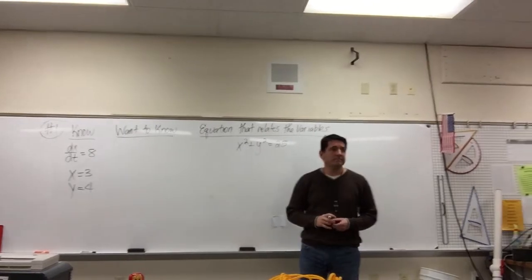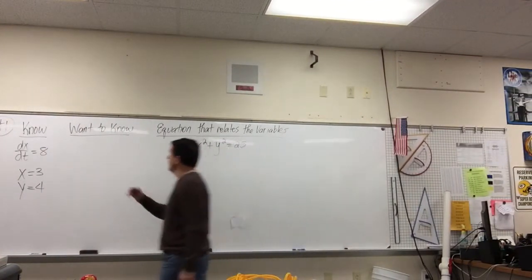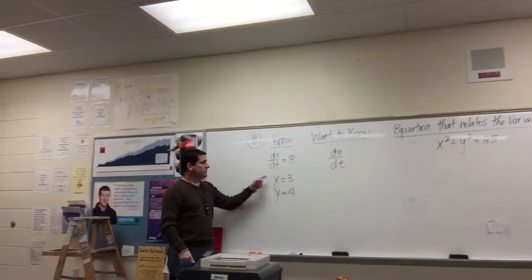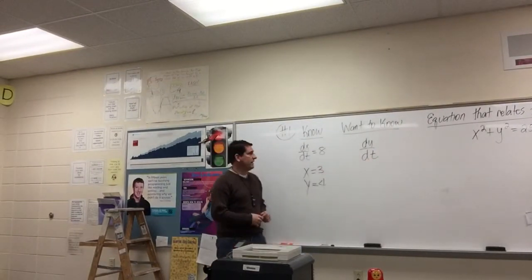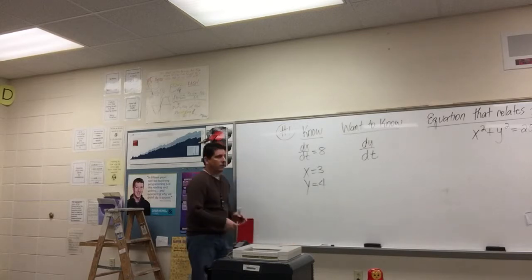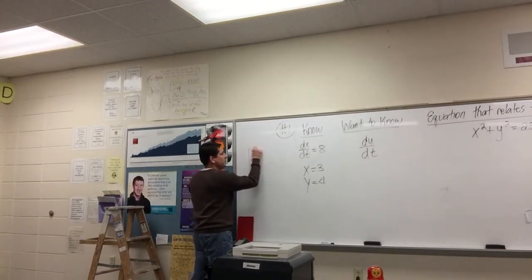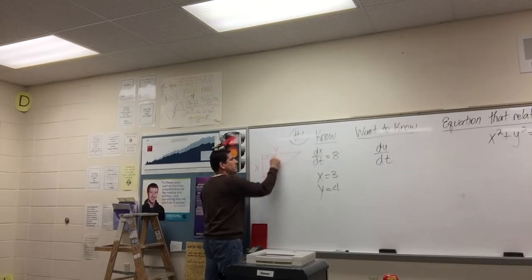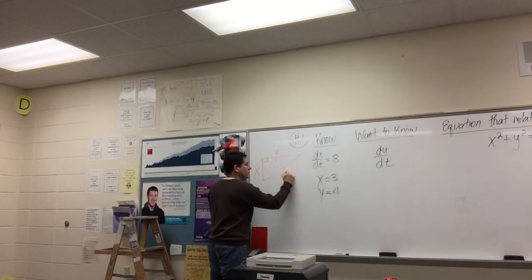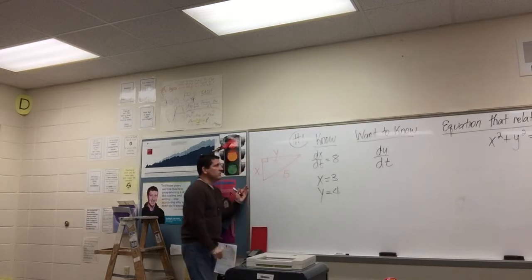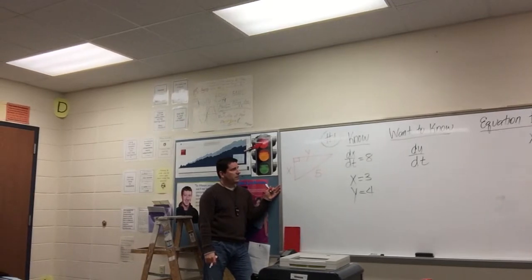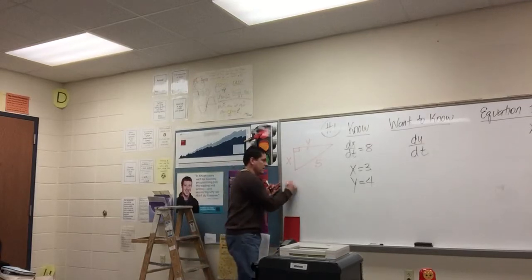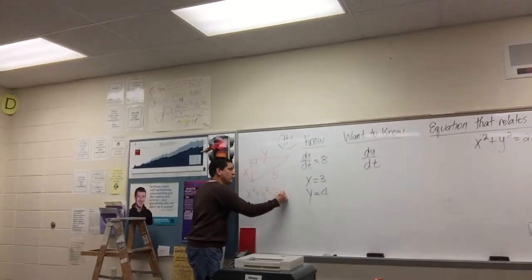What do we want to know in this problem? Dy dt. Okay, see that? So, given these three things in that equation, tell us what dy dt is. And it is oftentimes helpful to draw a picture. For this particular problem, this is what the picture would look like. We have that x squared plus y squared is equal to 25. So x squared plus y squared equals 5 squared would come from the fact that the picture looks like this.